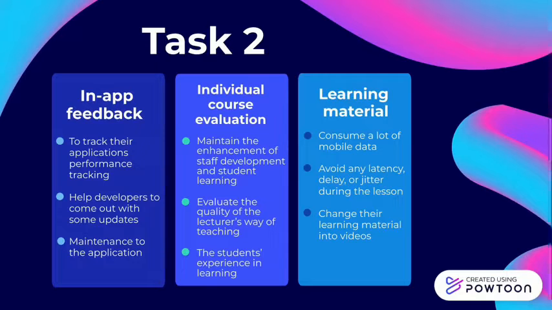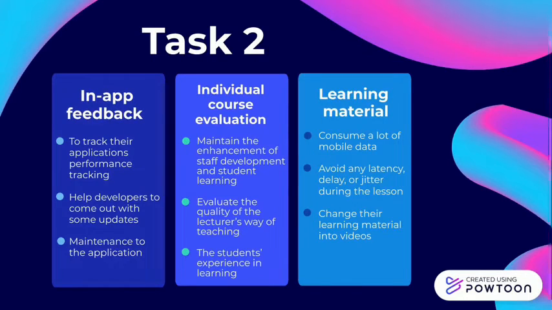The first one is in-app feedback. In-app feedback is used to track the application's performance. This method is used by most software or application developers. By doing so, they can easily track if any issues arise during the use of the applications. The second benefit is that it helps developers come up with updates. Users giving feedback helps developers come up with updates according to the problems stated by the users. Also, this can be called maintenance of the applications so that they are always up to date in order to deliver excellent quality to the users.